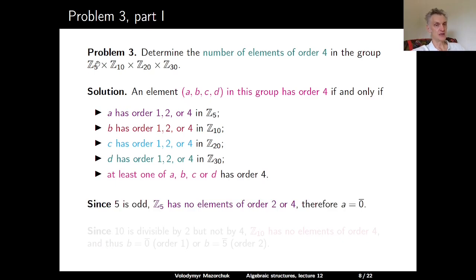Since 5 is an odd number, Z5 has no elements of order 2 or 4 by Lagrange theorem, and therefore A must be equal to the class of 0. A is the identity element of Z5. There is no choice for A.